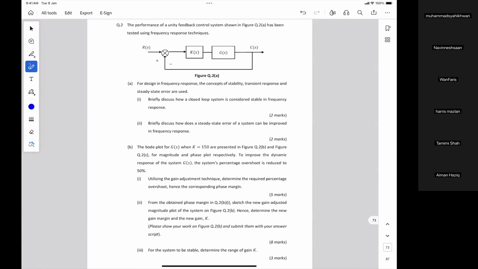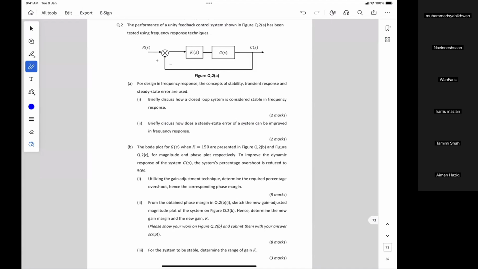The performance of the unity feedback control system shown in figure question 2 has been tested using frequency response technique. For design in frequency response, the concept of stability, transient response, and steady-state error are used. Briefly discuss how a closed-loop system is considered stable in frequency response. Briefly discuss how the steady-state error of a system can be improved in frequency response. The plots for G(s) when K equals 150 are presented in figure question 2b and figure question 2c for magnitude and phase plot respectively.